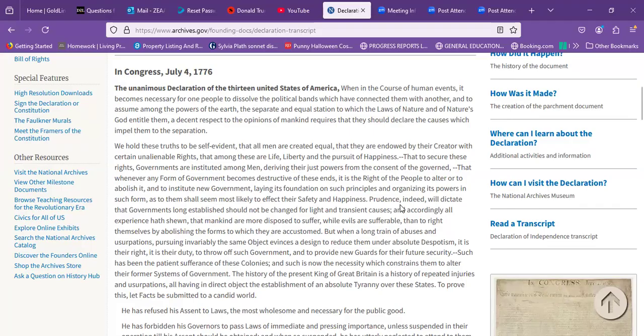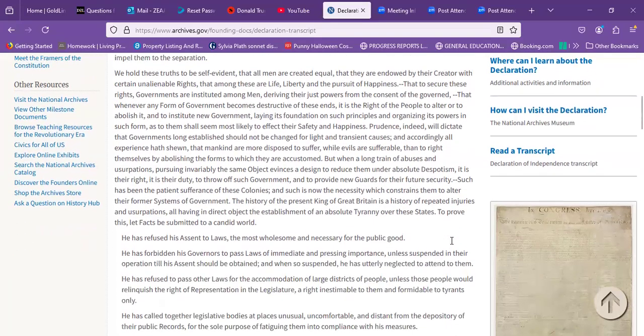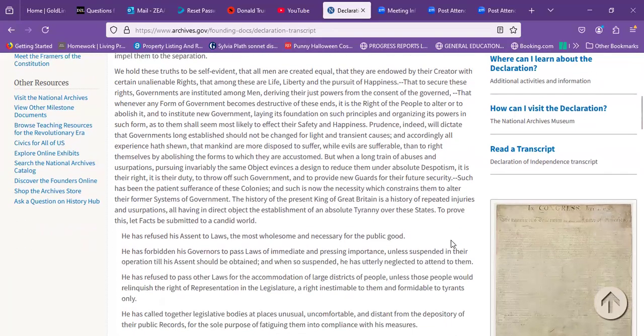Okay. Prudence indeed will dictate that governments long established should not be changed for light and transient causes, and accordingly, all experience hath shown that mankind are more disposed to suffer while evils are sufferable than to right themselves by abolishing the forms to which they are accustomed. People will put up with a lot, and they will put up with it for a long time. But when a long train of abuses and usurpations, notice that word usurpations, that's an important word in the Declaration of Independence.